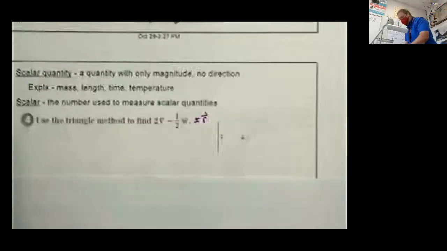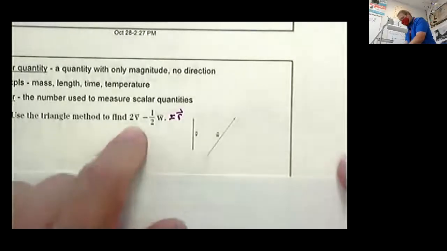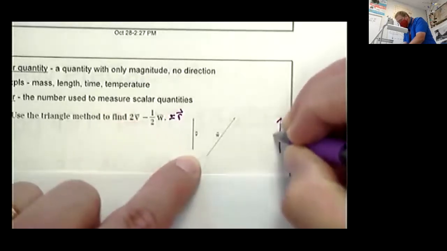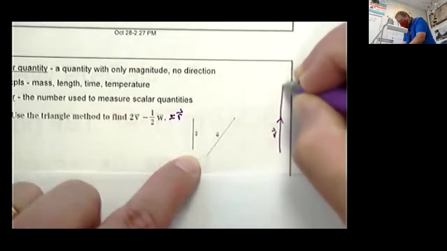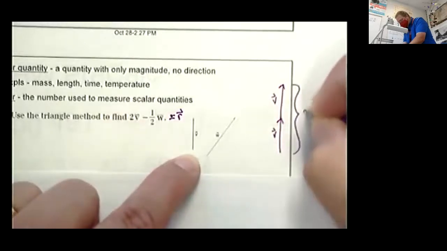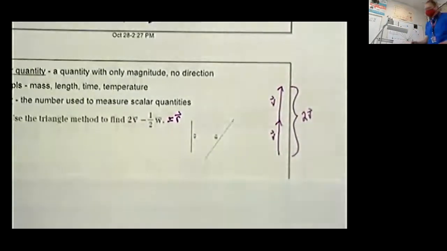How are we going to do that? I'm going to go out here to the side where I have a little bit more room. I want two vector v's. So 2 times v means I need 2 vector v's. So here's 1 vector v. Here's 2 vector v's. So this whole thing has to be 2 vector v's, right? To get 2 vector v's, I just draw 2 vector v's.